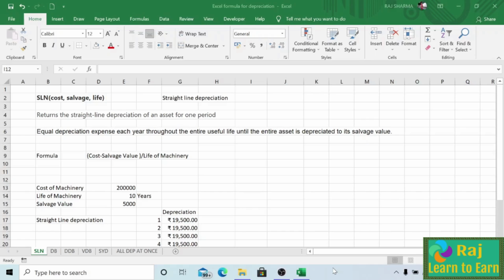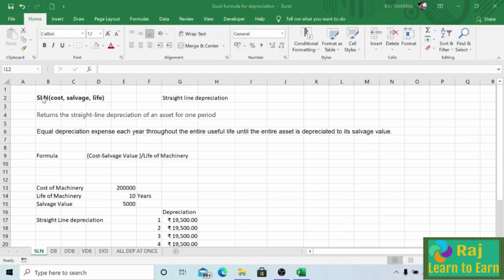Hello friends, today we are going to talk about the straight line method of depreciation. This method of depreciation works on the principle that an equal amount of depreciation will be provided for during the entire tenure of the life of the machinery.